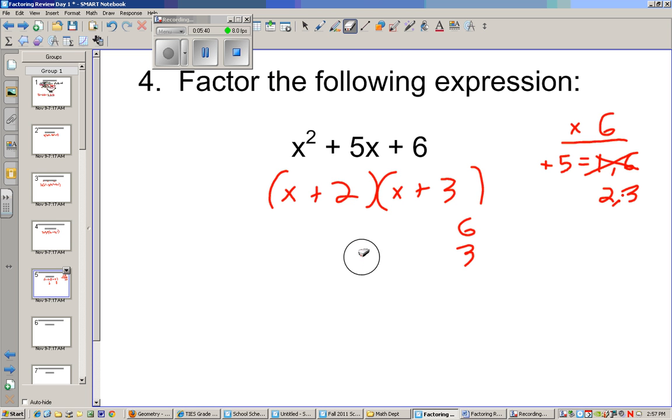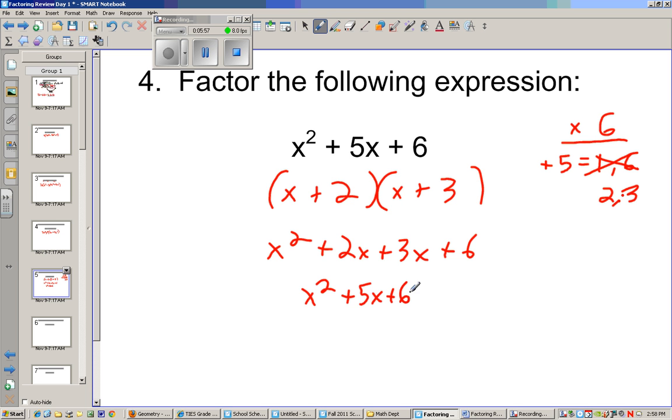And if you're doubting yourself, you think that might not be right, you can FOIL it. x times x is x squared. 2 times x is 2x. x times 3 is 3x. And 2 times 3 is 6. So we have x squared plus 5x plus 6. So we know we did it right. So that's your answer.